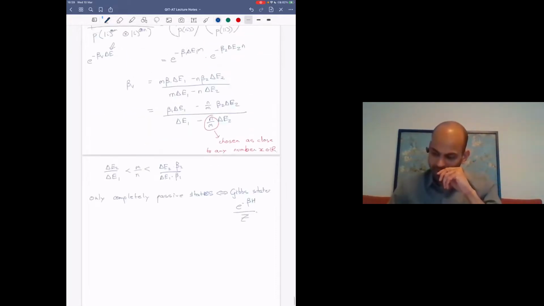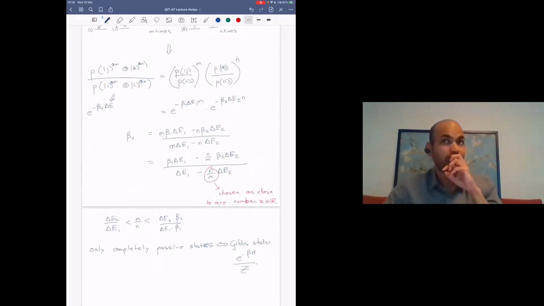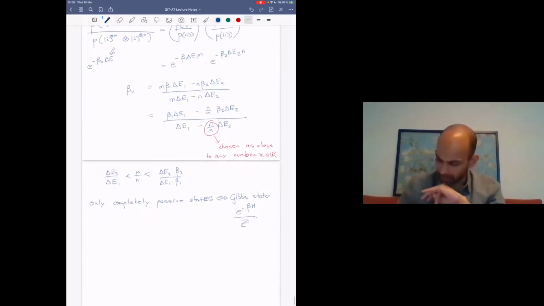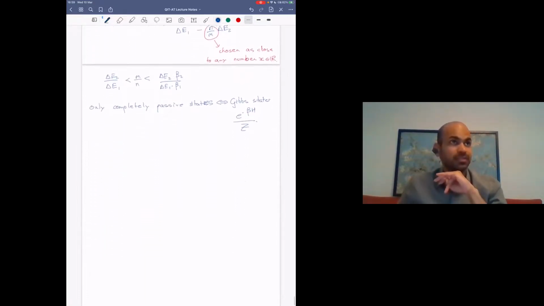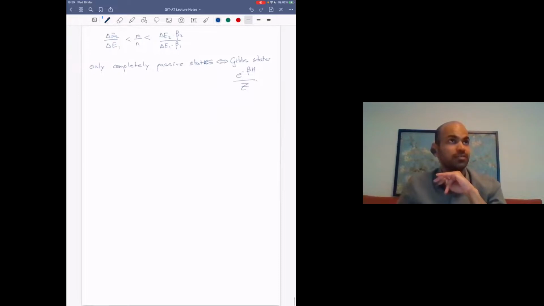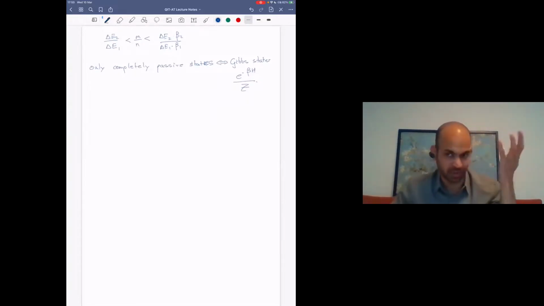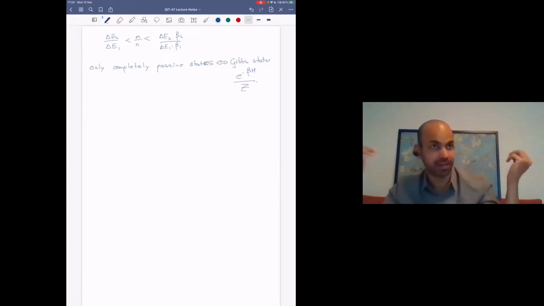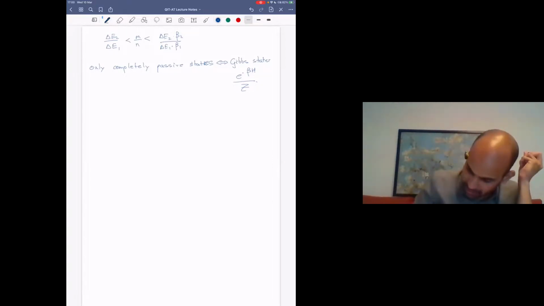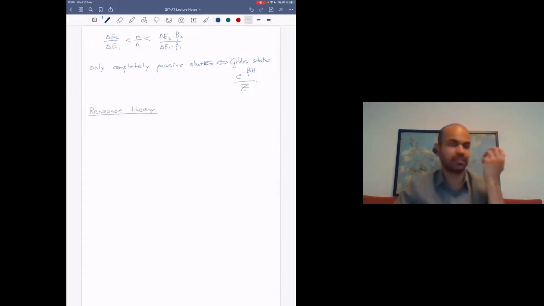Are there any questions as to this proof? None? All right. This is quite neat, because we've shown that the thermal state is special in thermodynamics. You cannot extract any work no matter how many copies you have. And this is in fact the first example of a resource theory. So what is a resource theory in general?